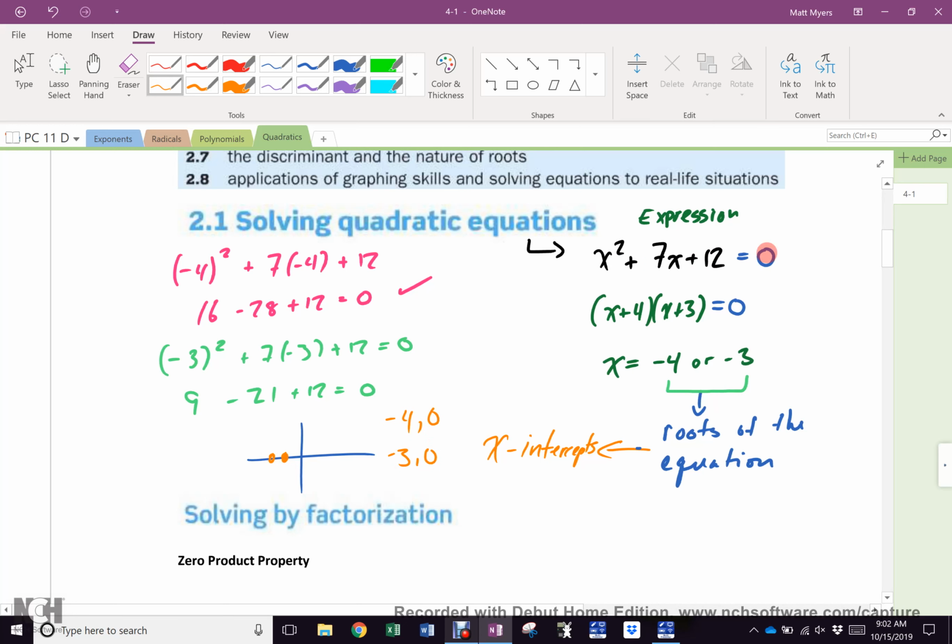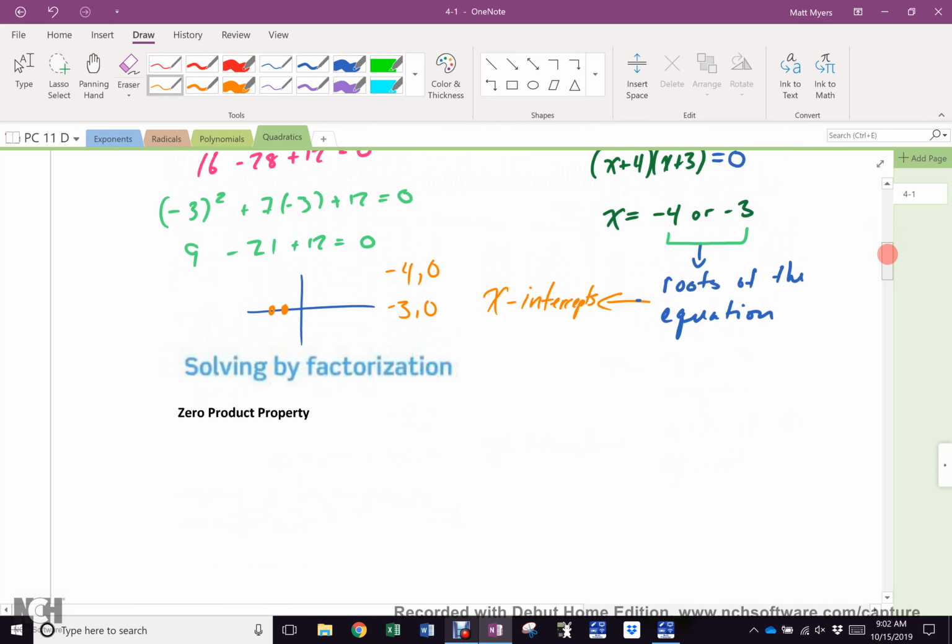Is everybody good? We all remember this from the ninth, from the 10th grade? Excellent. That's next.